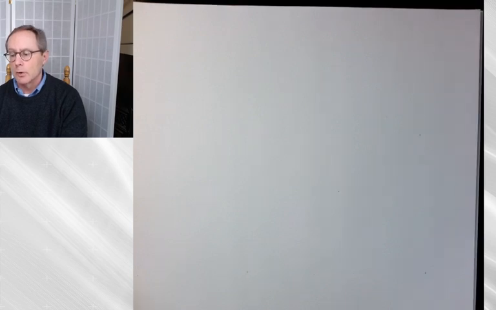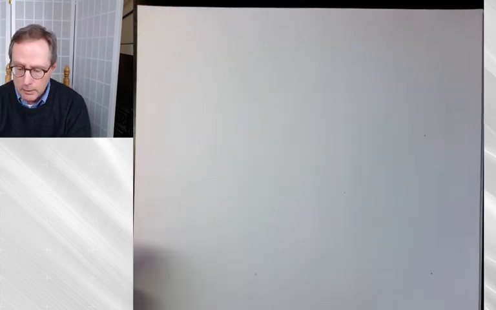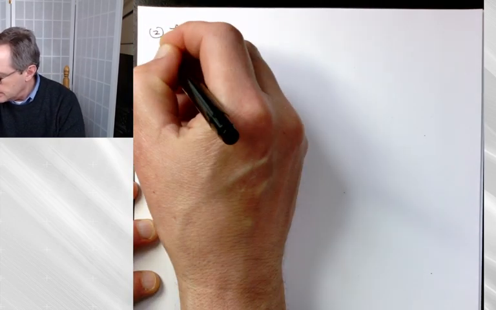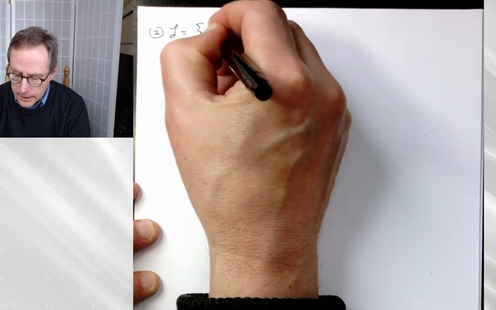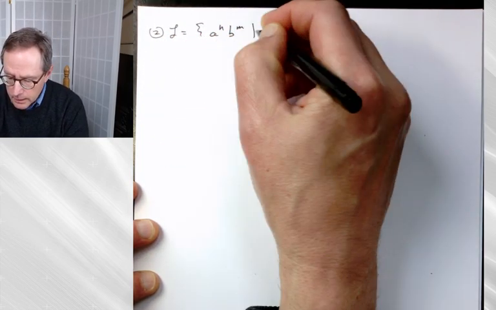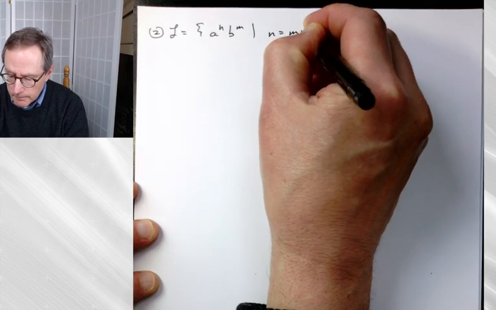Okay, two more problems. Let's go through the two more problems just to get practice. Because we've gone through one, I'm going to go through the other two a little more quickly. Let's see how we do. Number two. Number two is L is a to the n, b to the m, where n is m plus 1.